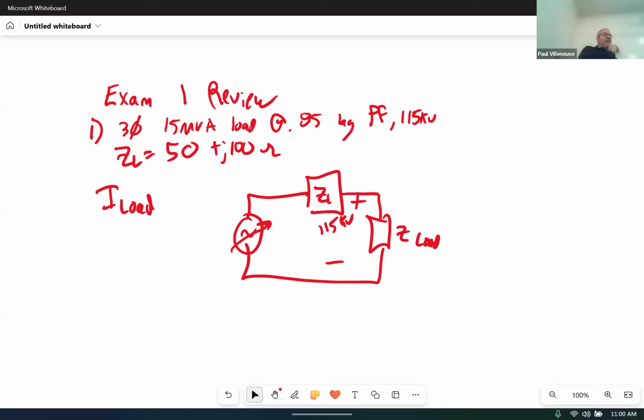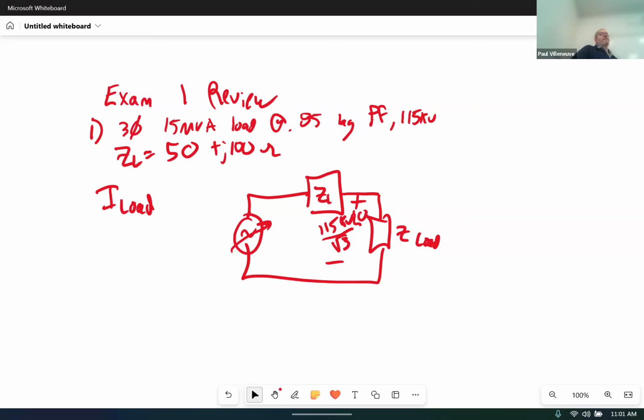This nominal voltage is 115 kV, right? That's a line-to-line voltage, remember? And it's okay to keep it as a 115 kV voltage, but sometimes, especially when you're learning the material, is to immediately convert it to a line to neutral voltage.